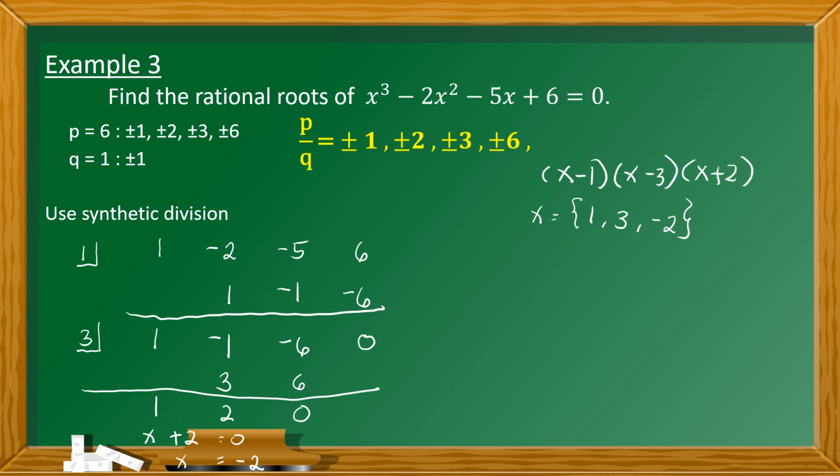At kung aalamin natin ang roots, alam naman natin na ang root nito ay 1, 3, -2. Tingnan natin kung pareho kanina. Ito yung nakuha nating answer kanina. 1, -2, 3. Ganon din ang lumabas. In any order, pareho lang yan.